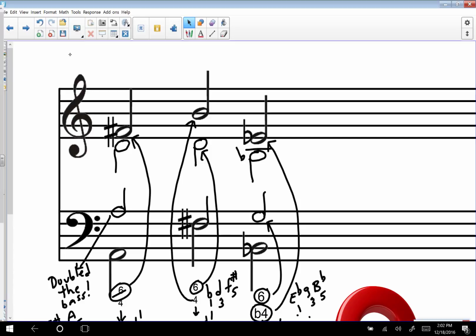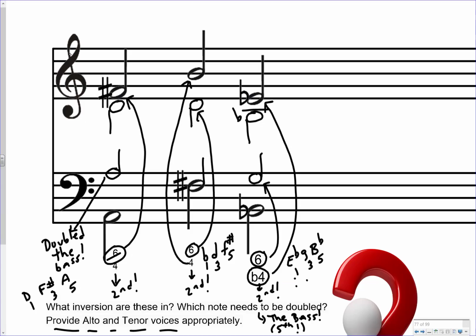Okay, let's check our work, AP. Hopefully yours matches mine. I realized right away that these triads were in second inversion because the 6/4 gave it away. You won't have that all the time in every case, especially if you have, let's say, a Roman numeral analysis or just a key signature and a bass note. But for now, we're just relying on this figured bass here. So the 6/4 tells you right away we're in second inversion.